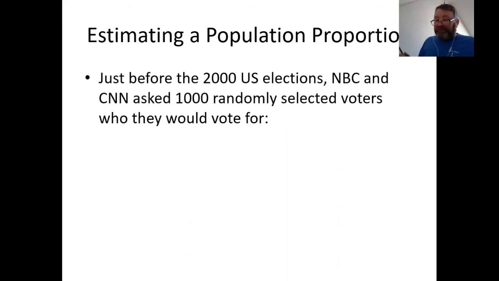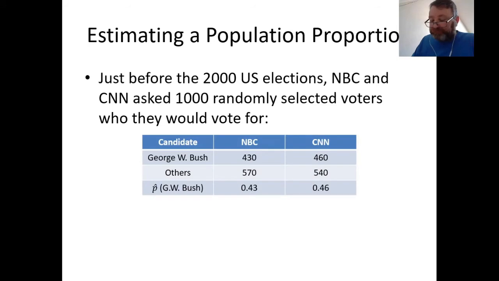Here's an example. Just before the 2000 US elections, NBC and CNN, two news broadcasters in America, asked 1,000 randomly selected voters who they would vote for. And this was the table of results. For NBC, 430 out of 1,000 said George Bush, 570 out of 1,000 said somebody else. CNN, 460 said George Bush, 540 said somebody else.